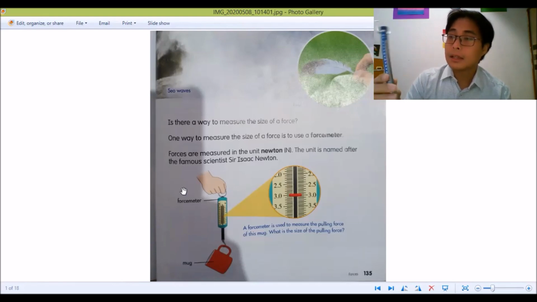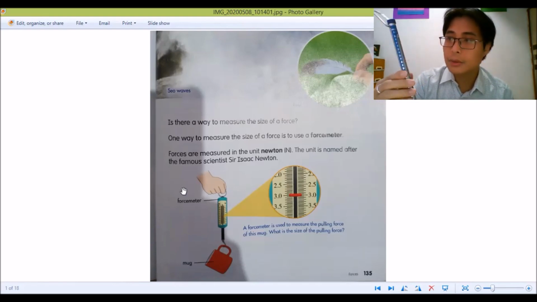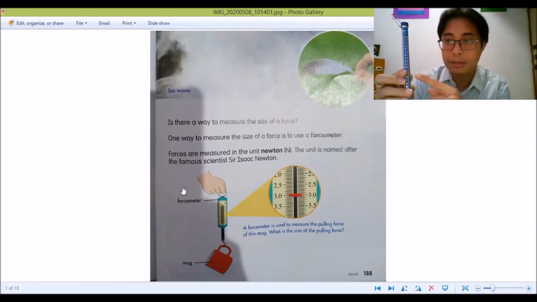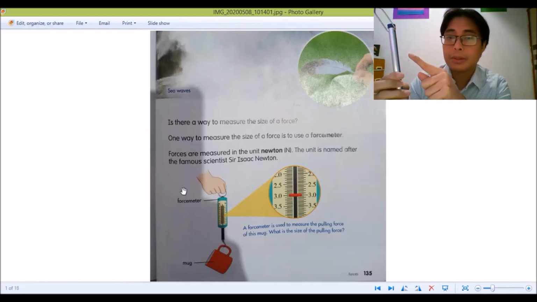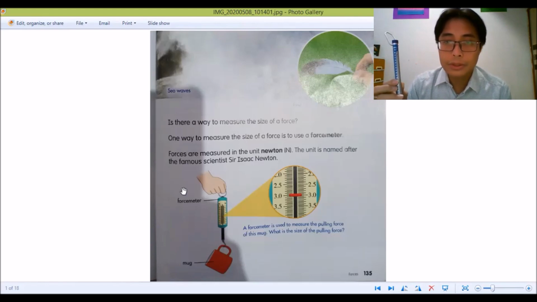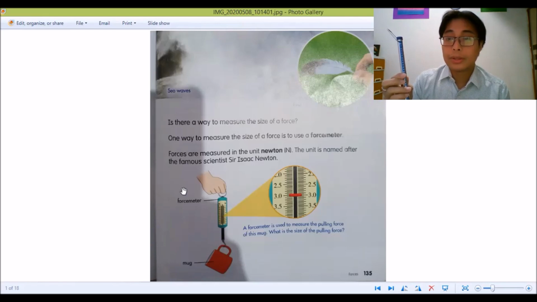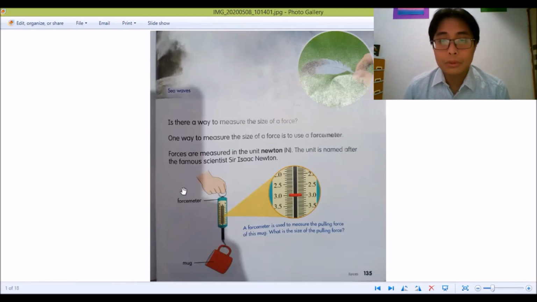As we can see, I hope you can see it in the video, there are some numbers. Those numbers indicate how much force we have used to lift or to carry something. Here, forces are measured in the unit Newton. The symbol for Newton is a capital N.